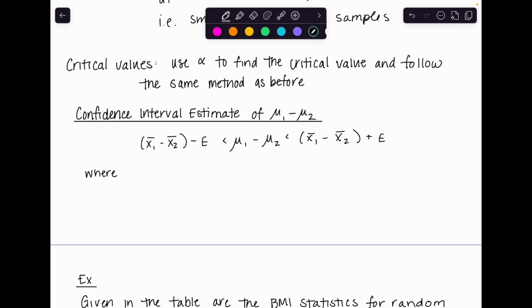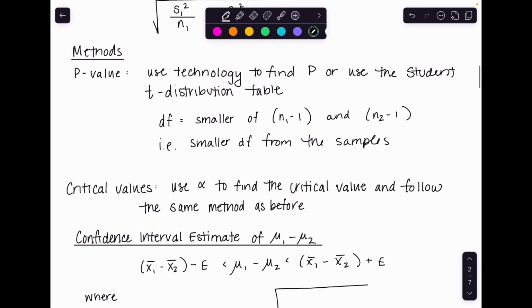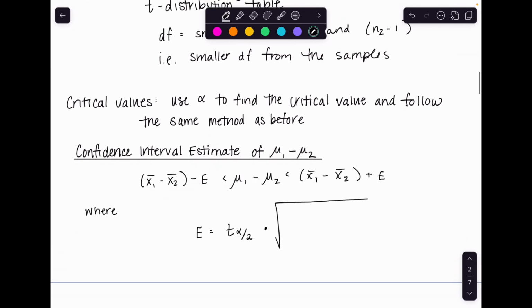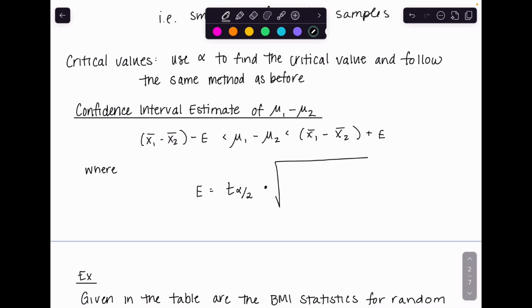Where your error is found by taking that critical value associated to that confidence level, which we're going to use our chart for, and multiplying it by a square root. And what goes in the square root is really exactly what's in the denominator here. So this is going to help us estimate that standard deviation for the whole thing. So s1 squared over n1 plus s2 squared over n2. Okay.